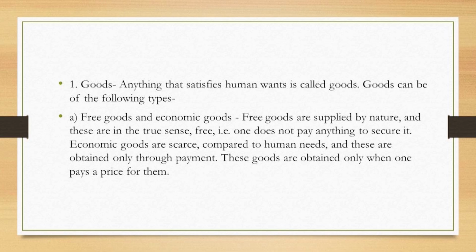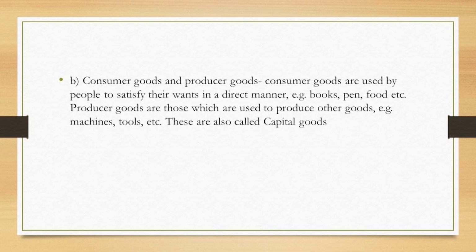The second variety is consumer goods and producer goods. Consumer goods are used by people to satisfy their wants in a direct manner. That is, books, pens, food, etc., which are consumed. Producer goods are those which are used to produce other goods, like machines, tools, etc. These are also called capital goods.